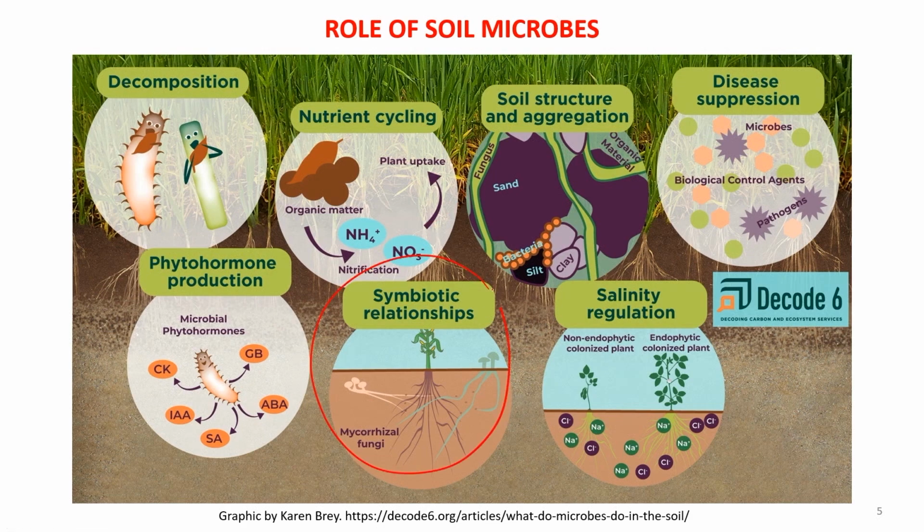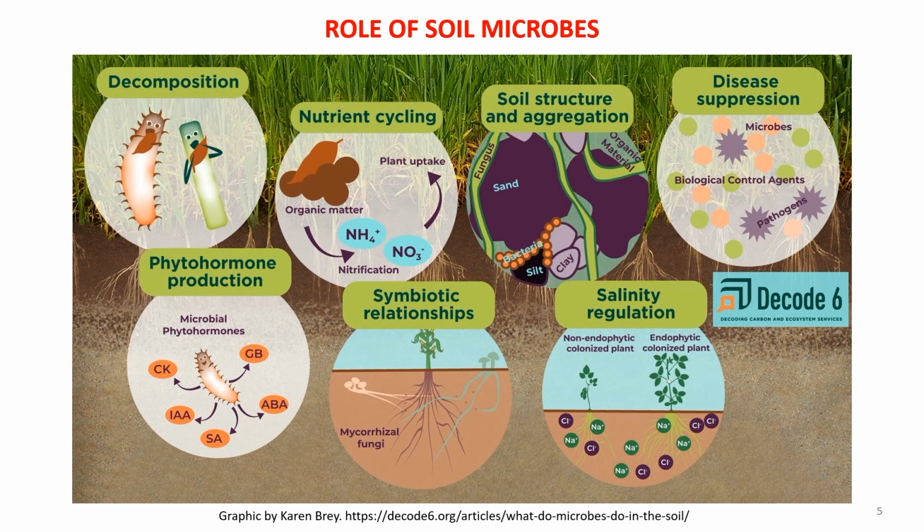Some of these microbes develop symbiotic relationships, where both the organisms are benefited and it is of mutual interest. And then they also help in soil structure and aggregation. For example, sand may be aggregated with the help of certain microbes like fungi and bacteria, and these may be bound to the clay particles, or two sand particles may be bound to one another, thereby helping the aggregation and solidification of the soil structure.